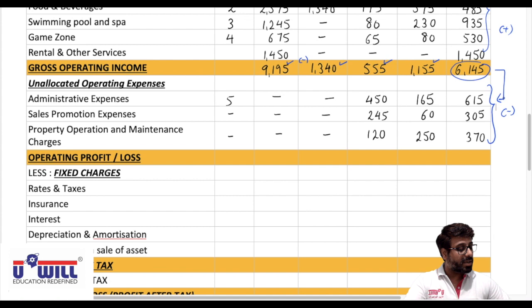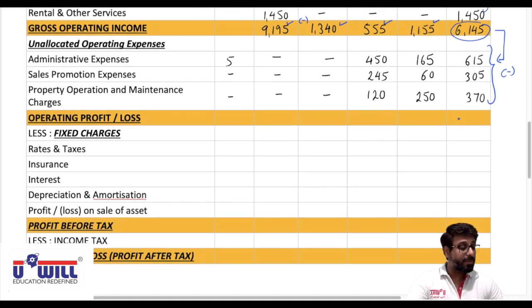Now, from 6145, you will subtract these three amounts. So do 6145 minus 615 administrative expense, minus 305 selling expense, minus 370 property operation and maintenance charges. What is the operating profit or loss? 4855. I hope everyone is clear with this.